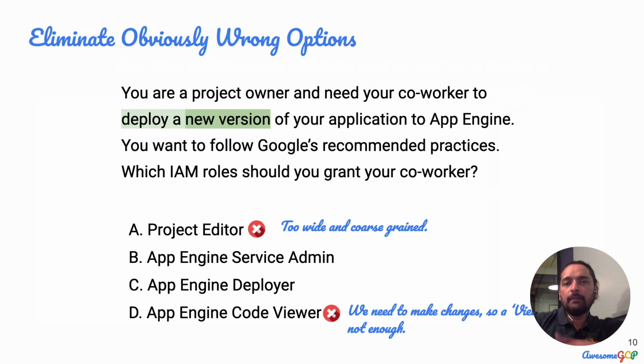Let's see if we can eliminate any other obviously wrong options. If you look at option D, it is only a viewer permission here, and this definitely does not suit us because we want to deploy a new version, which means making changes. So we can easily eliminate D and be confident that it is not going to be the right answer. That leaves us with two options.